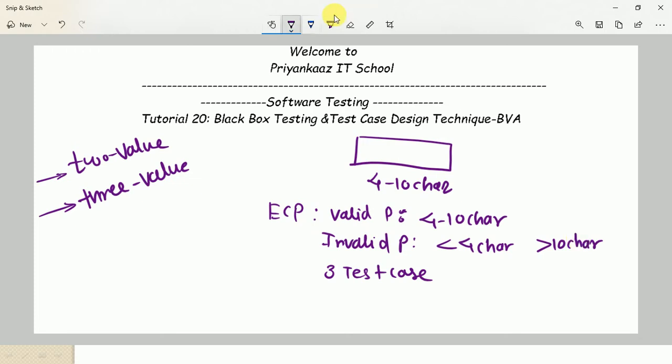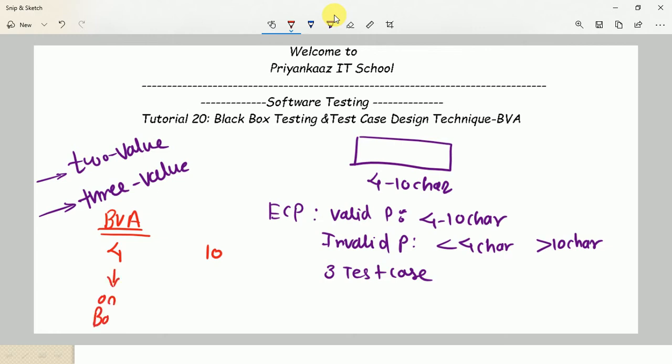Now we need to understand what boundary value analysis is and how to solve the same example. When you talk about BVA, inside BVA you need to concentrate on the min and max boundary first. That means if you have a range of 4 to 10 characters, which is a valid range, then 4 is nothing but an on boundary value.